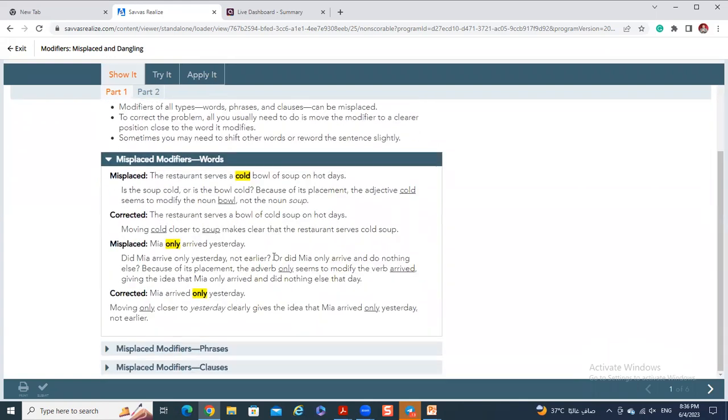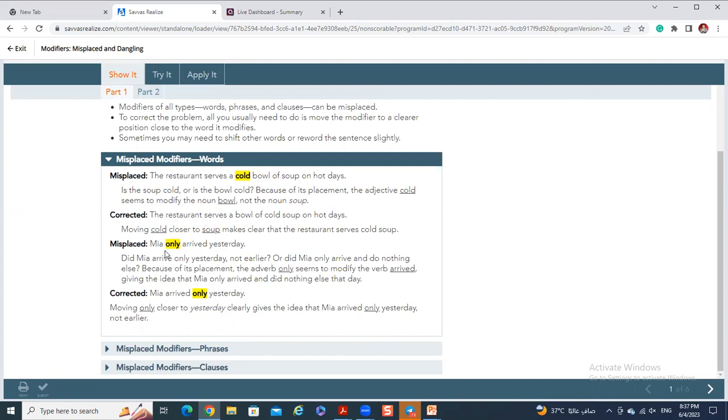Let's find this one. Here he told us, the restaurant serves a cold bowl of soup on hot days. If you look here, you'll find that cold modifies the bowl or the soup. The problem is that it must modify soup, so move cold closer to soup. Is the soup cold or is the bowl cold? Because of its placement, the adjective cold seems to modify the noun bowl, which is wrong, not the noun soup. So the correct one gets it nearer to soup.